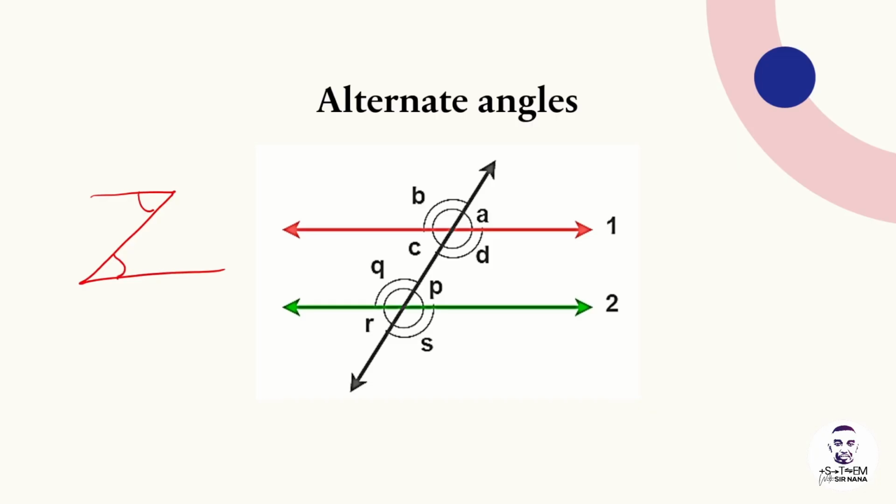The angle formed here, for instance, if the angle is x degrees, is the same as the angle formed here, which is x degrees, and we call them alternating angles. So these are alternating angles.